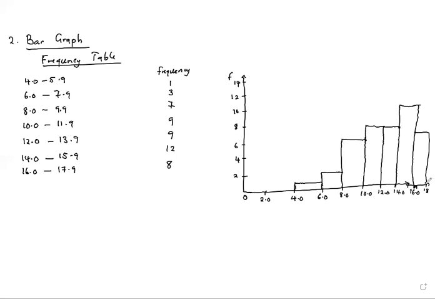So this structure here is called the bar graph. You can represent the interval data in that form. Now the bar graph is different from the histogram, but they look almost the same. The histogram is similar to this, but has different features.